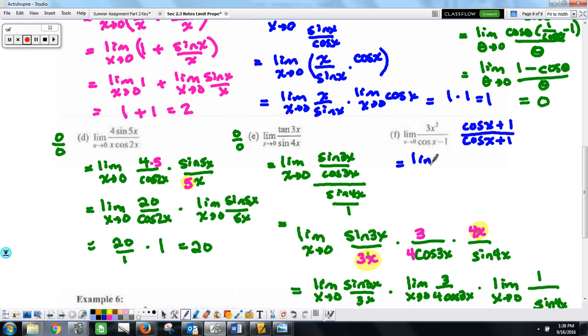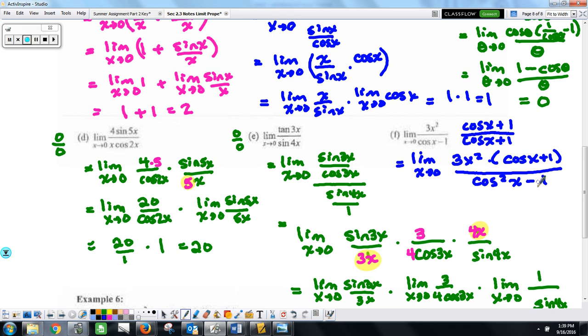The reason my target is going to be that is, when I multiply this, I'm just going to keep the top 3x squared times this cosine x plus 1 over, now the bottom, when I multiply this out, I'm going to get cosine squared x minus 1 because you FOIL and the inner and outer terms would cancel out.